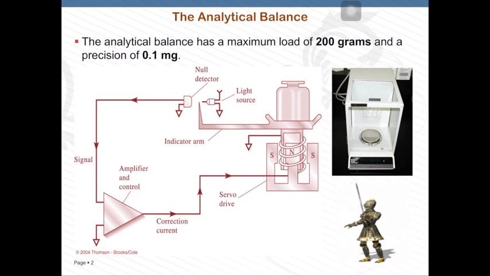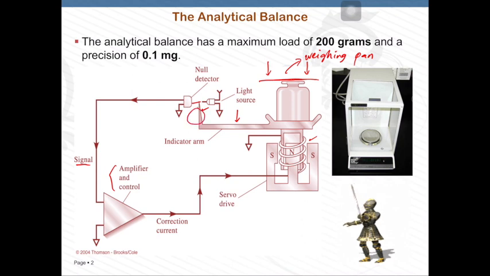The analytical balance has a weighing pan, which is located here. The weighing pan is suspended through a string under the influence of a magnetic field. As an object is placed on top of it, it will exert a downward force which pushes this compartment downward.